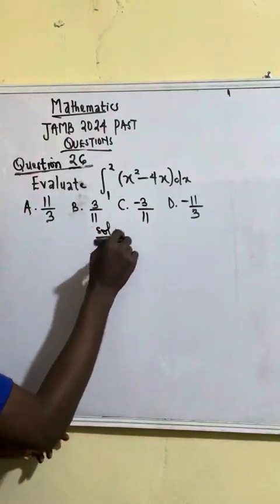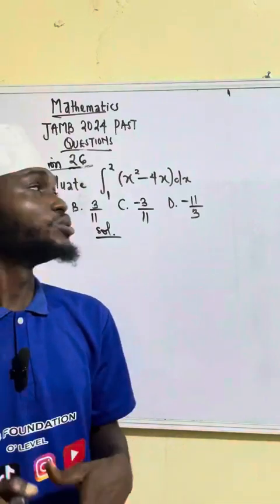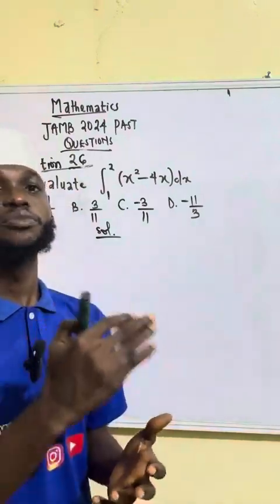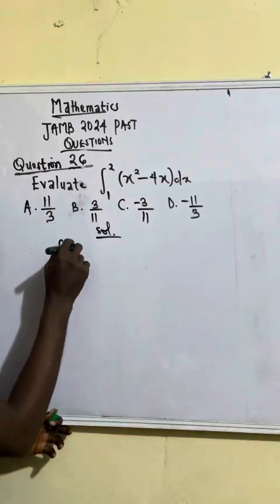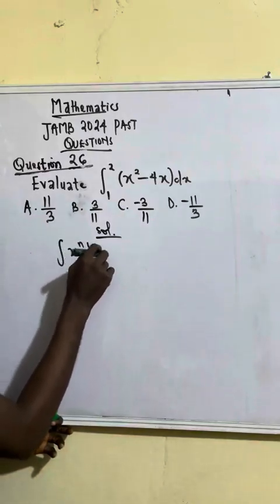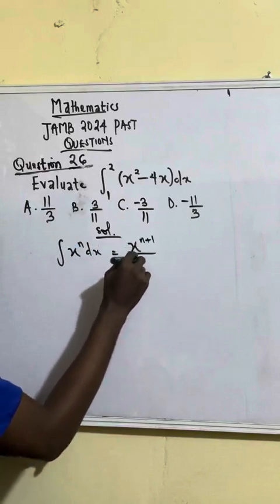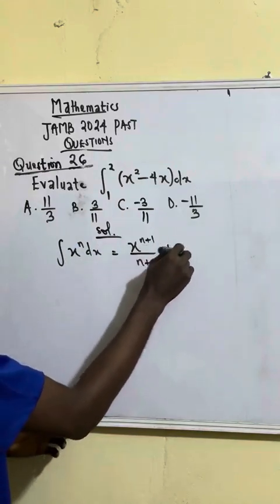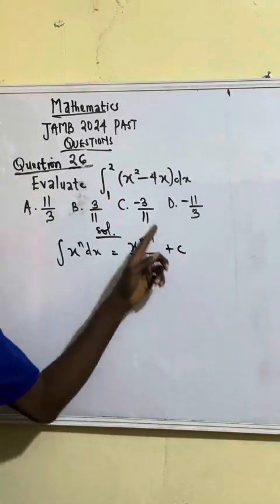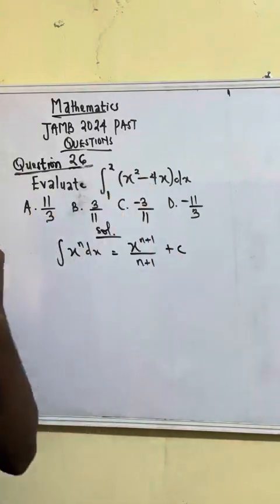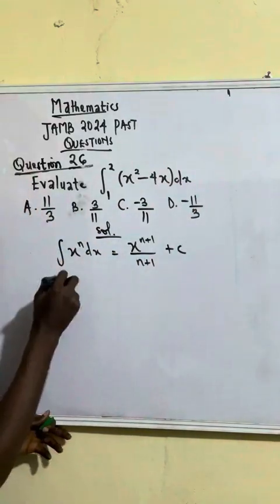First thing, you need to recall your general integral rule or power rule when the function is a polynomial function. So you need to remember this: the integral of x raised to power n with respect to x equals x raised to power n plus 1 all over n plus 1, plus constant c. Even though the constant does not have any effect, since this one is a definite integral, I don't need to add the constant. So let's go for this question now.